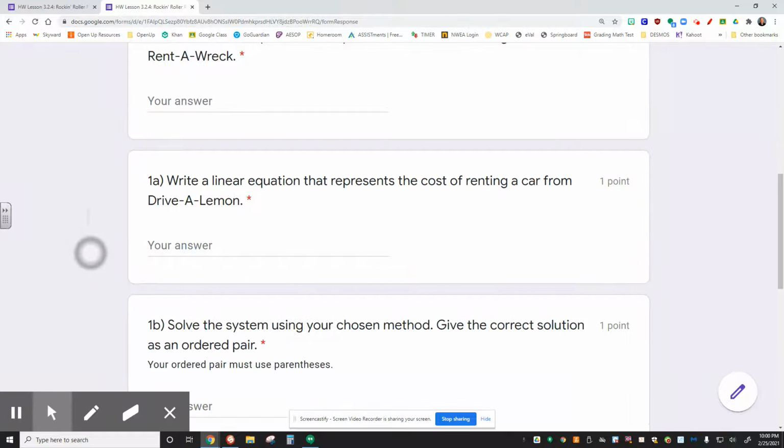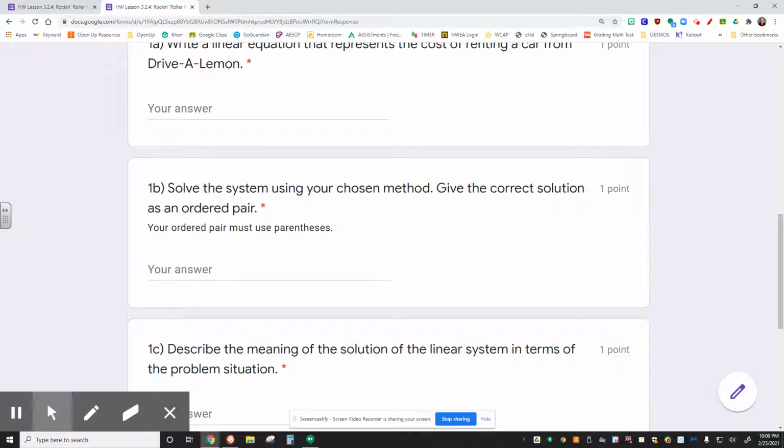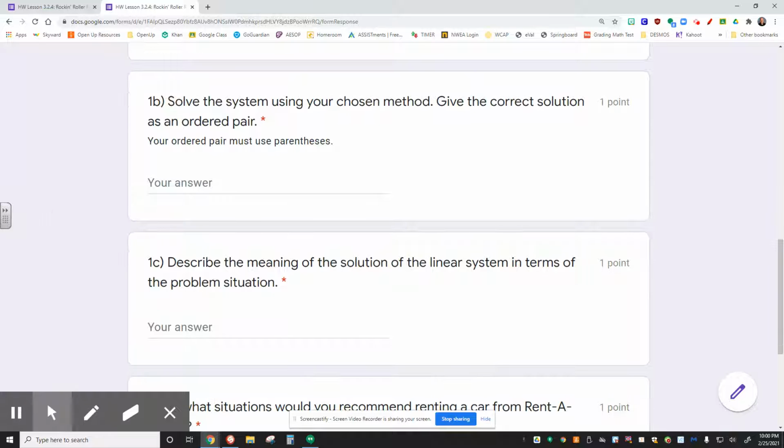All right. After that, you're supposed to solve your system using the chosen method, whatever you have. If you want to graph it, if you want to use substitution, if you just want to take a guess, I don't recommend doing that. Please don't do that. Guessing is off the table. Bad idea.